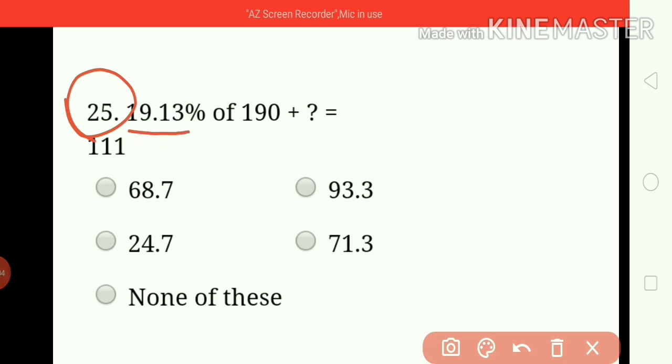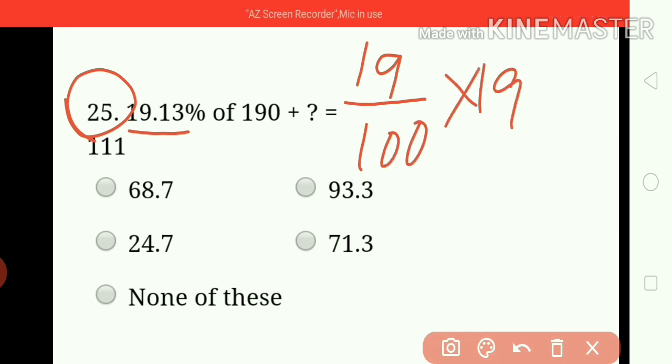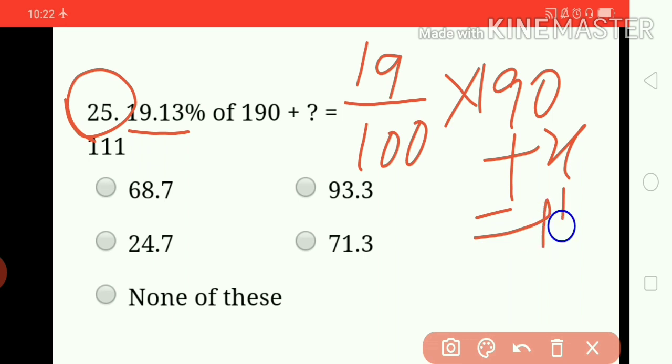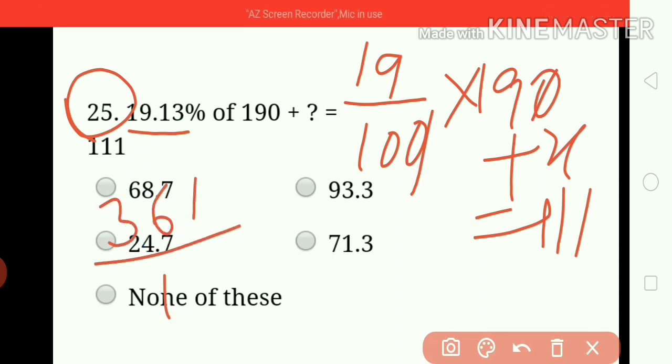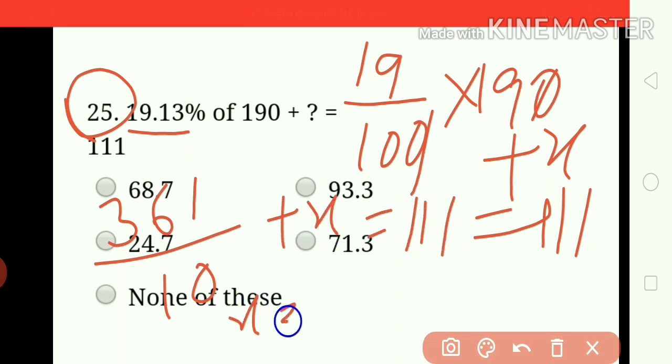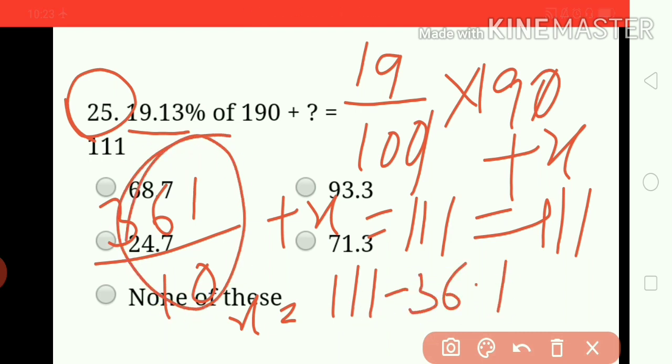We are given 19.13% of 190 plus what equals 111. So 19.13% can also be written as 19%, because this is smaller than 19.5. Divide by 100, multiply by 190, plus x equals 111. Let us solve. Cut 0 to 0. You know 19 squared is 361. And divide it by 10, plus x equals 111. Now x is equal to 111 minus 36.1. Let us convert this into decimal.